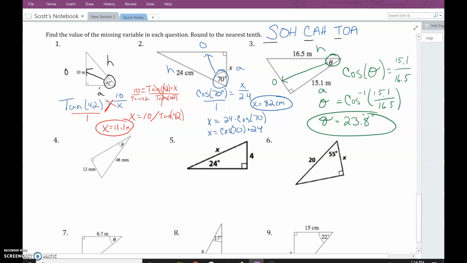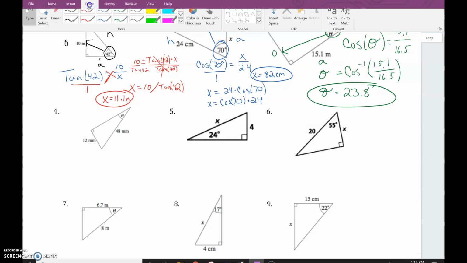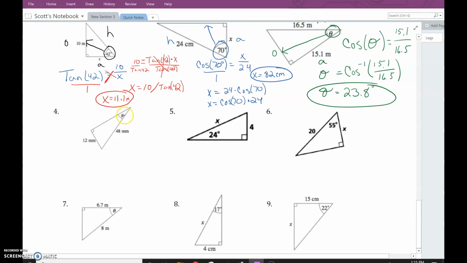Okay, that is it for those top three. I'm going to try to see if you can set these up on your own, and I'll answer your questions as we go through it. Oh, this one almost got me. Okay, opposite, adjacent, hypotenuse.